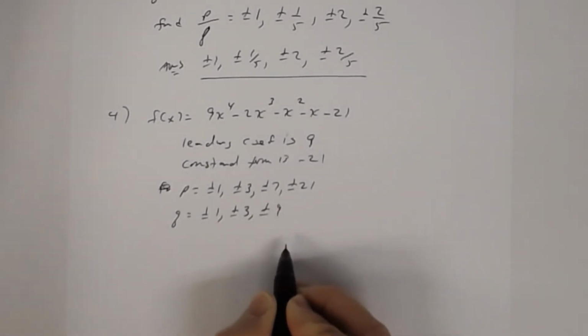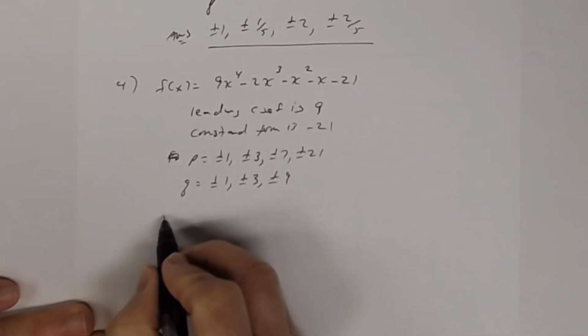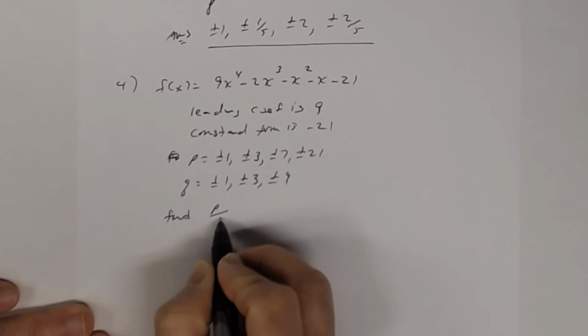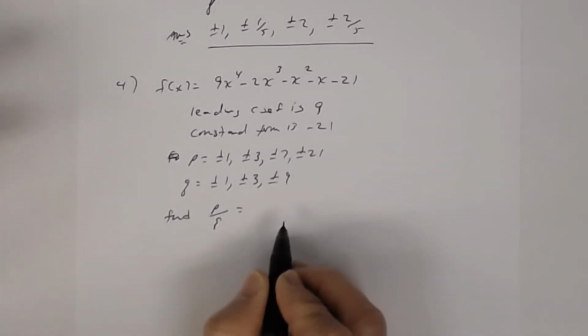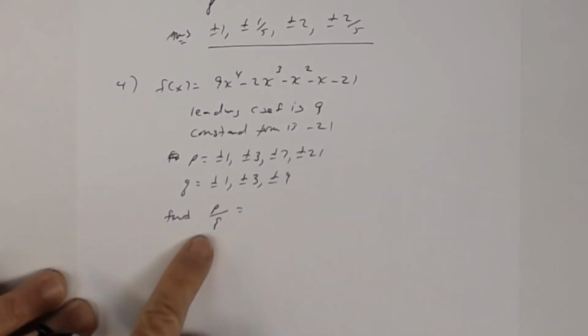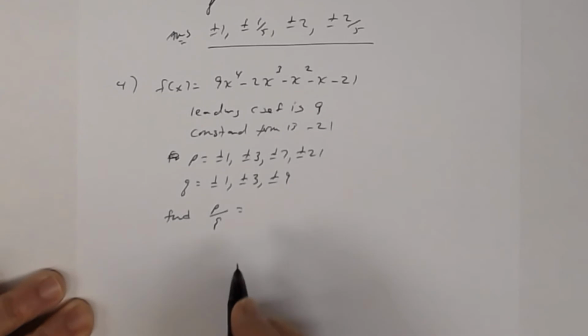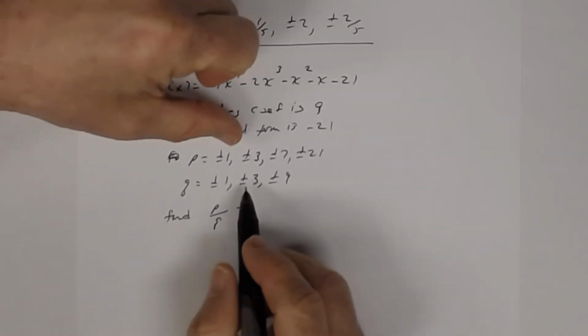And that's it. Now you have quite a few more here, so let's be a little bit careful. Let's find P divided by Q. Remember one of the things we said was that P divided by Q cannot have any common factors other than plus or minus 1. All right, so let's start.